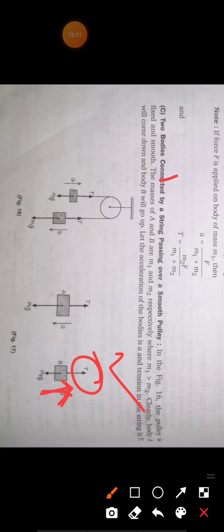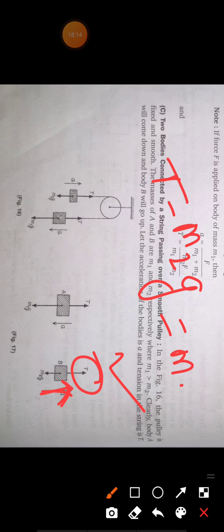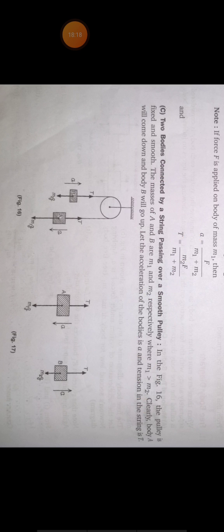So for this one, you can write T minus M2G, not M1G minus T. T minus M2G, because T is greater than M2G, is equal to force, which is equal to mass into acceleration. Mass is M2, acceleration is A. So this is your equation number 2. Using these two equations, we can derive the equations for acceleration and tension. So M1G minus T is equal to M1A, and T minus M2G is equal to M2A.